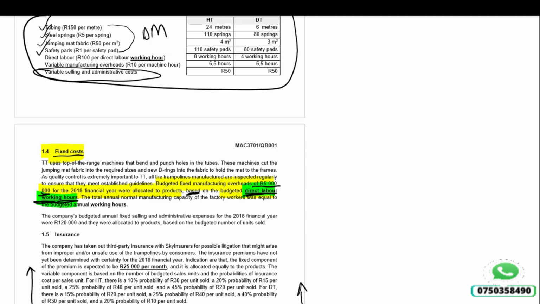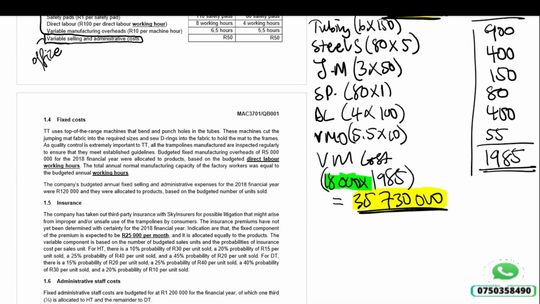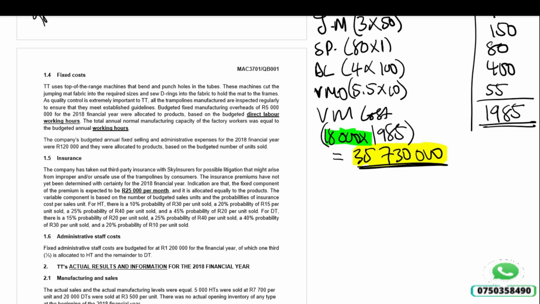Direct labor working hours. So we now need to know which product took more hours. The product that took more hours to produce is also going to incur a greater cost in terms of the 5 million, right? So let's look at this information here and calculate how we are supposed to allocate the 5 million. How are we going to allocate the 5 million?